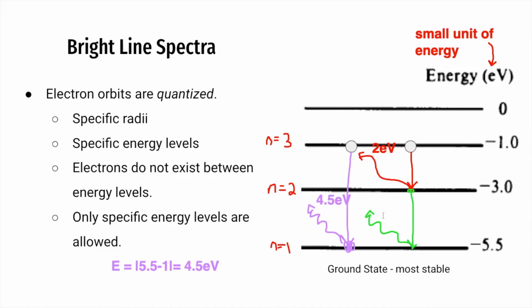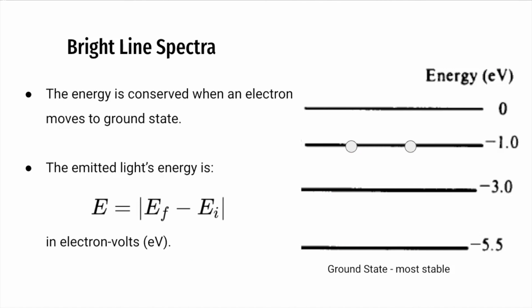So this atom would emit 3 colors in its bright line. It would have 1 bright line of purple, 1 bright line of red, and 1 bright line of green. What we should think of here is that energy is conserved when an electron moves to a ground state. So as the electron moves from an excited state to ground, it emits light with a certain energy, so that energy is conserved. We can calculate that energy by subtracting the final and initial energy levels in electron volts and then taking their absolute value.